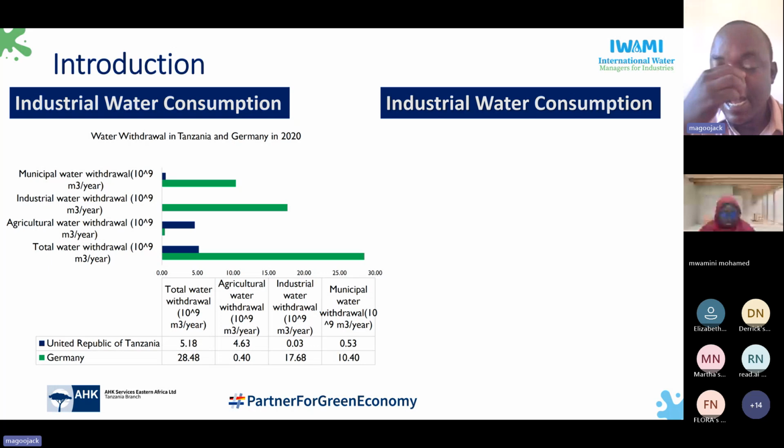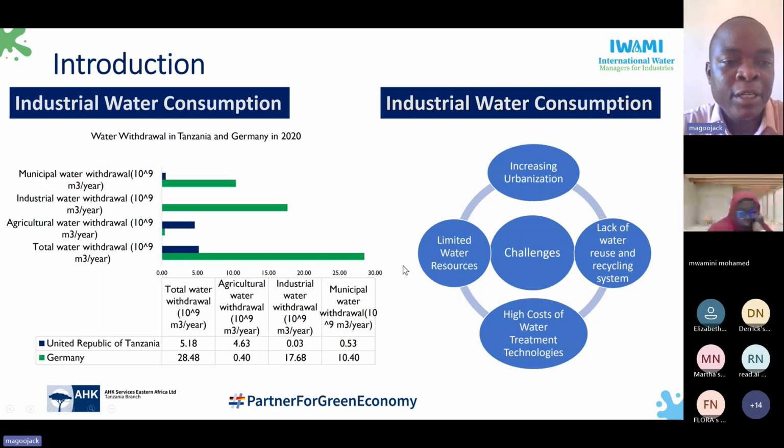So this indicates that a high amount of water withdrawn in Tanzania is directed to agricultural activities, since the majority of people in Tanzania depend on agriculture for economic gain. But when it comes to Germany, you can see around 17.68 cubic meters per year withdrawn is directly for industrial activities, while only 0.4 cubic meters per year is used for agricultural activities. So that indicates the variations in industrial water consumption between Germany and Tanzania.